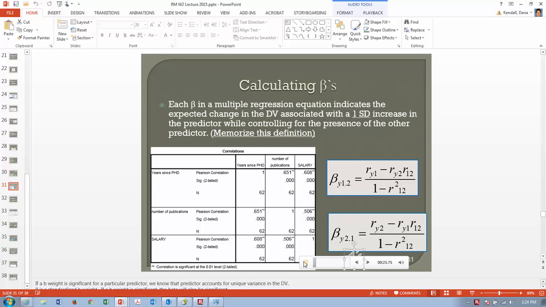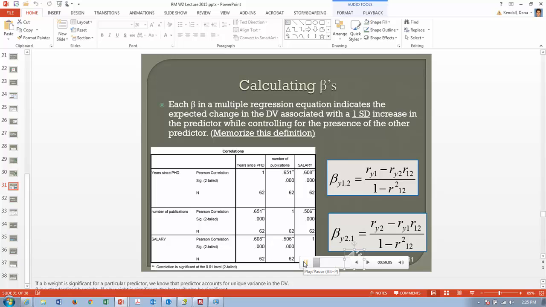Well, it indicates the expected change in the DV that would be associated with a 1 standard deviation increase in the predictor, because remember, beta is standardized. And it does this while controlling for the presence of the other predictor. So basically, a beta is a standardized slope, just as it is in simple regression. So what you can do is just run the bivariate correlations among these variables.